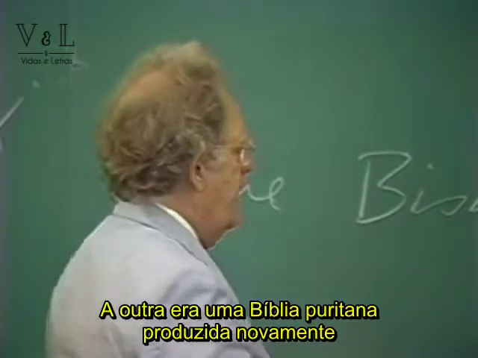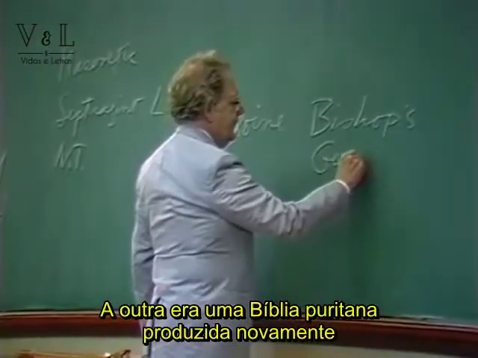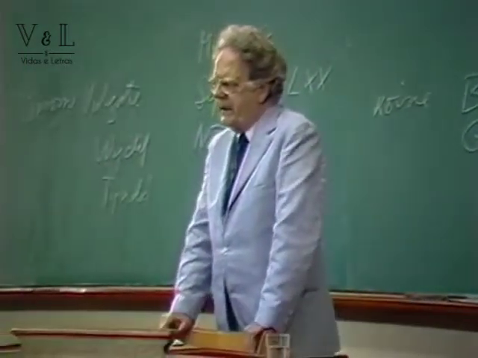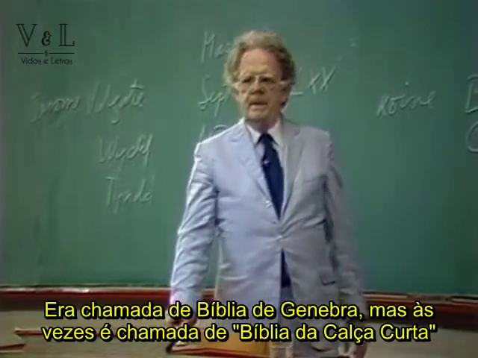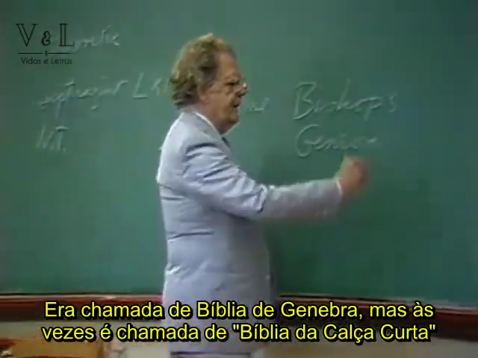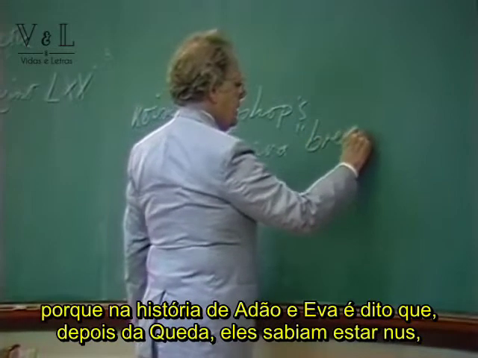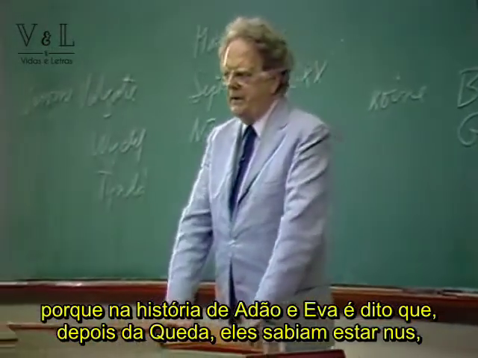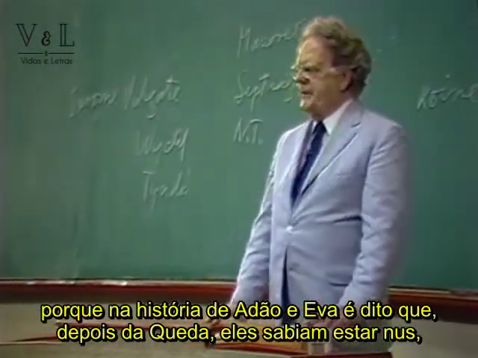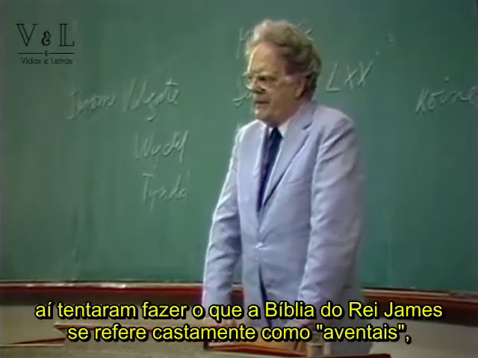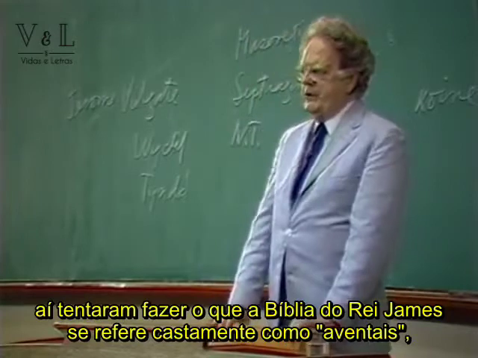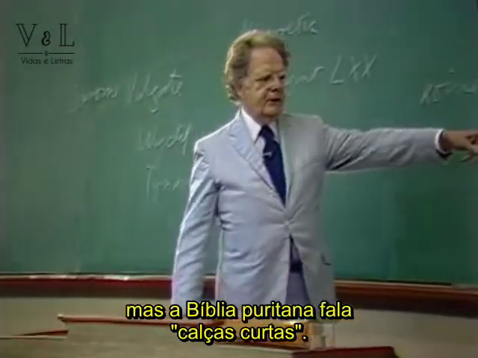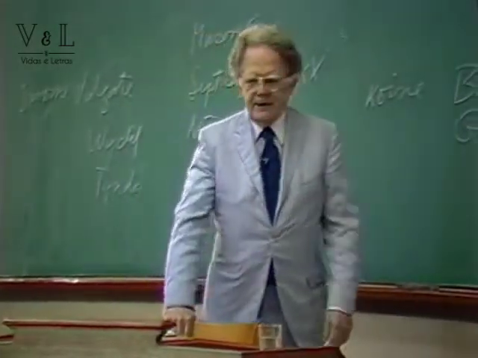And the other was a Puritan Bible, which had been produced again by refugees on the continent working through Queen Mary's reign. It was called the Geneva Bible, and it is sometimes called the Breeches Bible because in the story of the fall of Adam and Eve, it is said that after the fall they knew that they were naked, and so they tried to make for themselves what the King James Bible refers to chastely as aprons. But the Puritan Bible says breeches, and that was how it got to be called that.